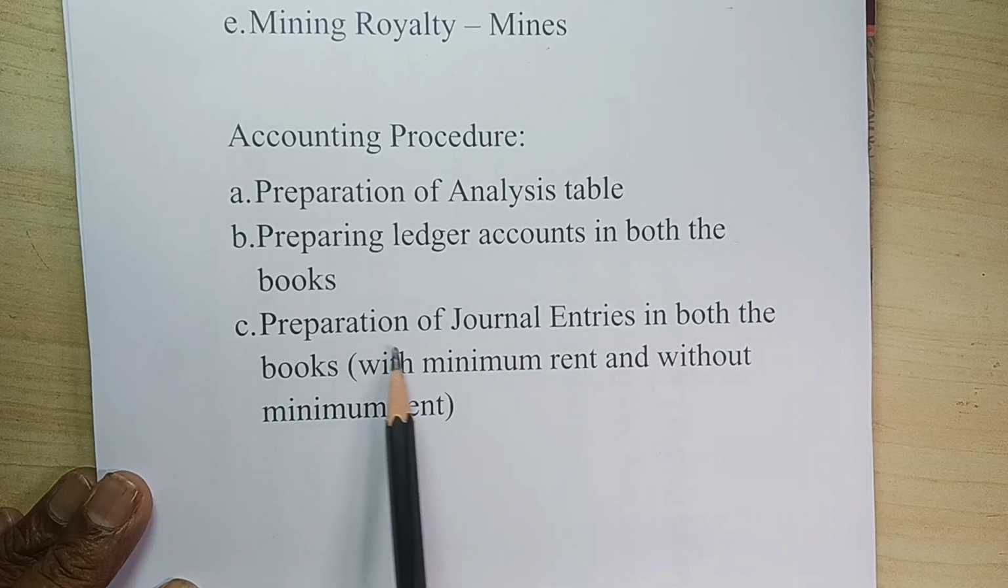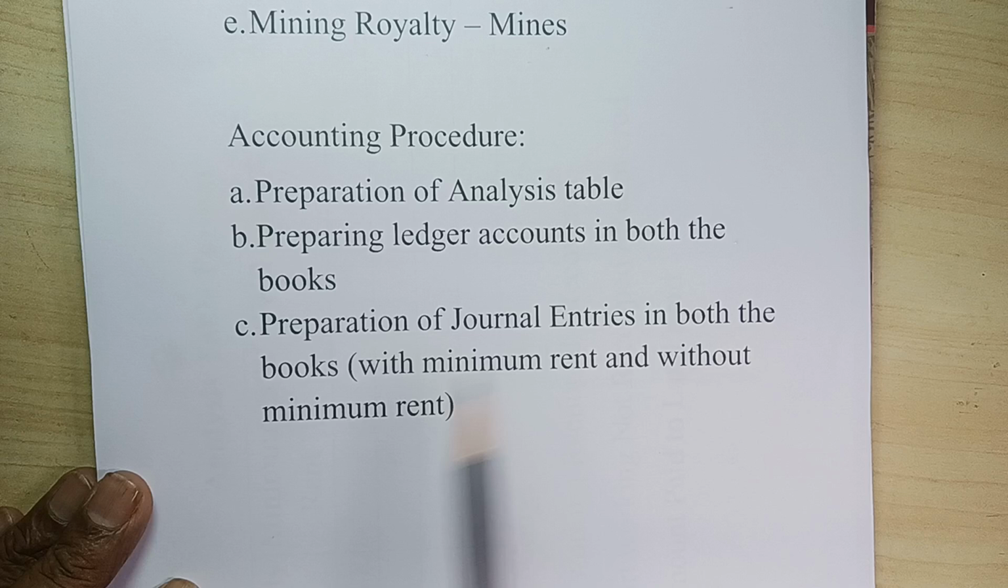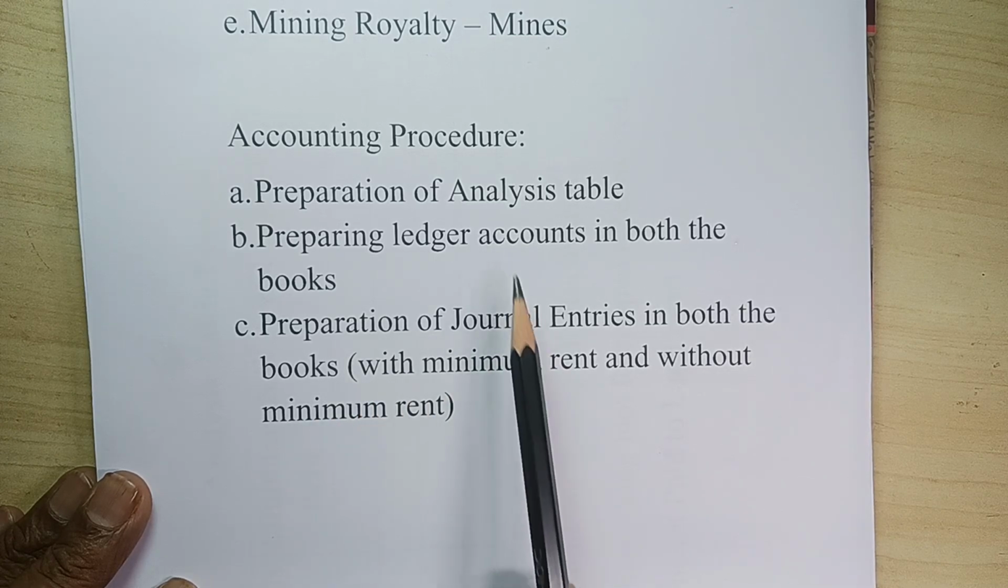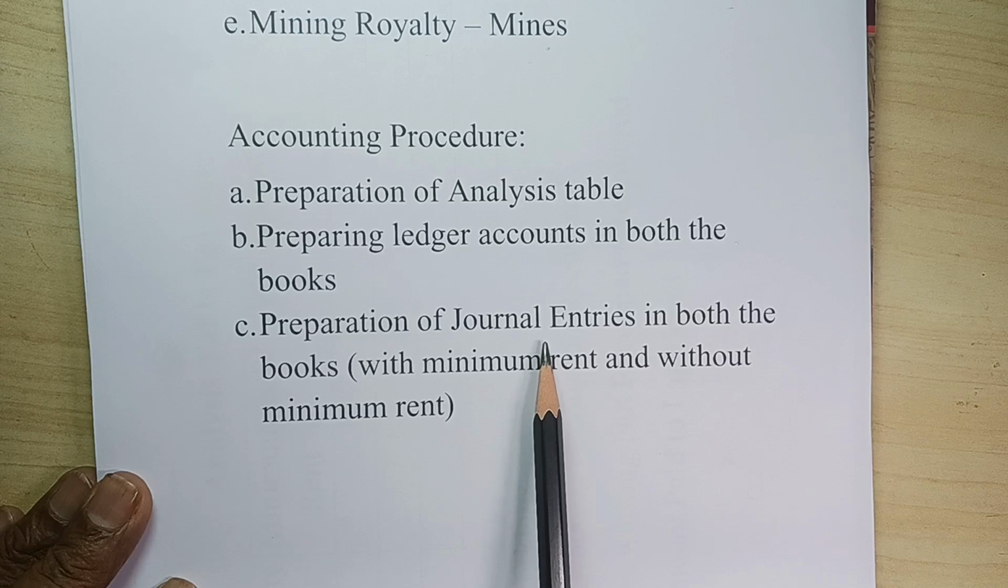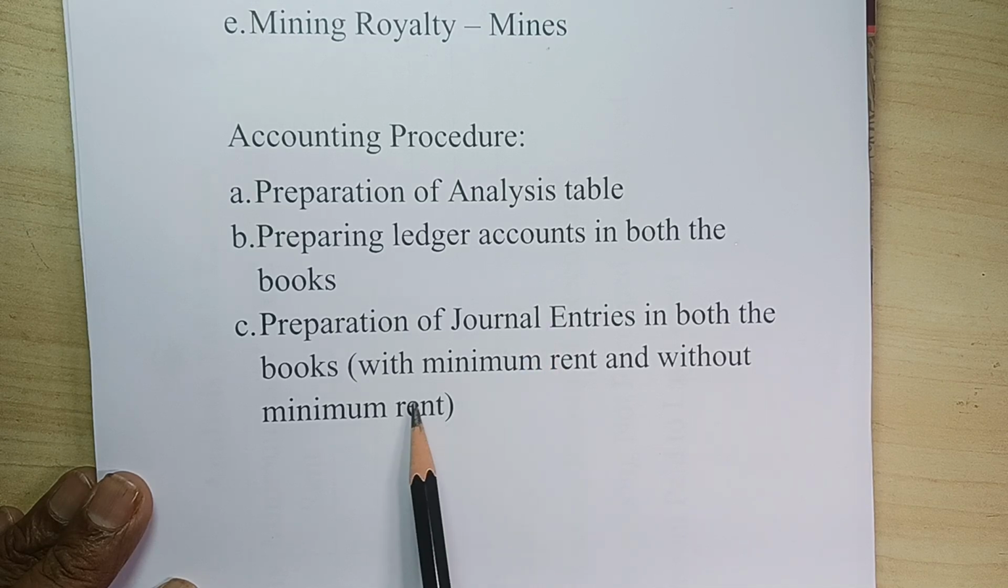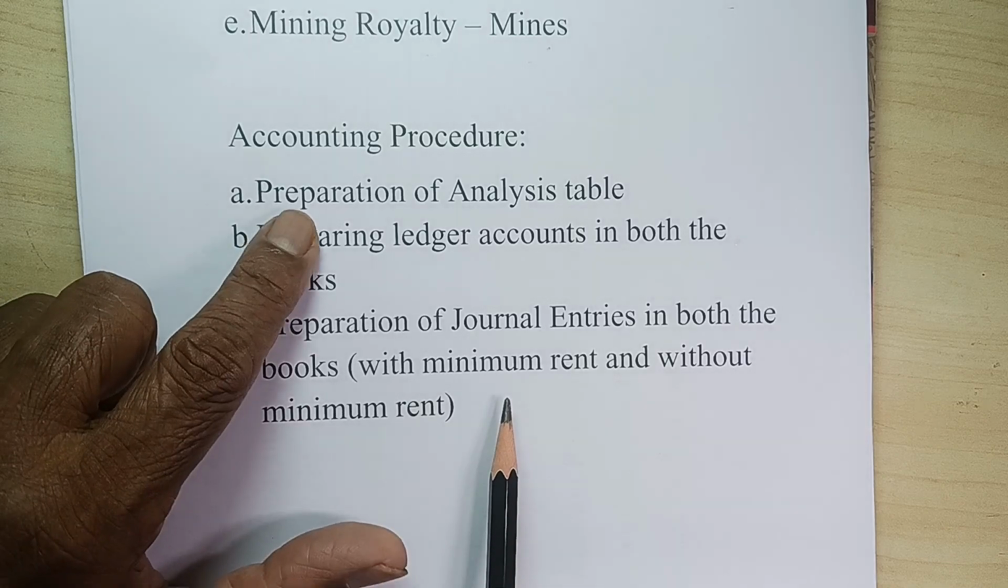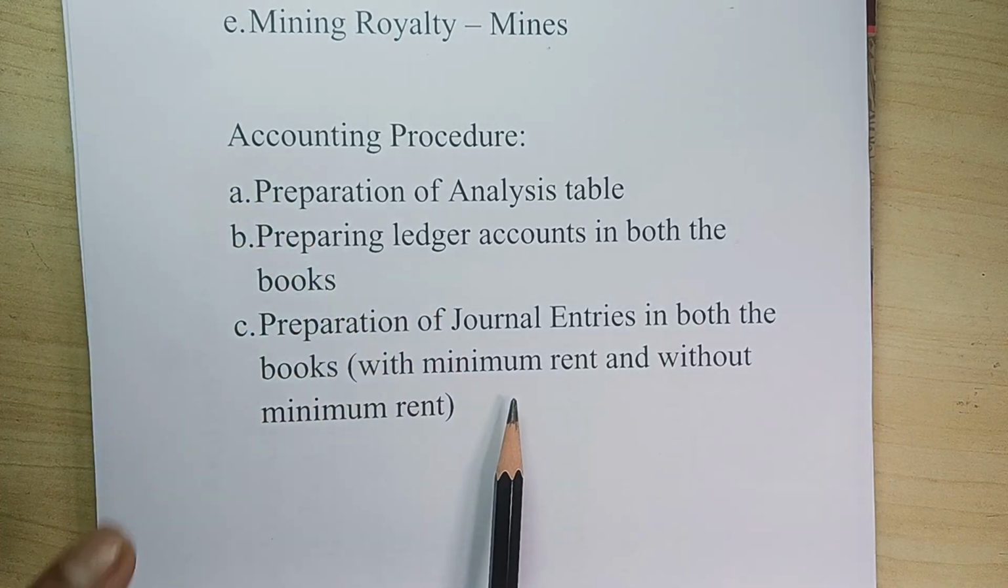Then C, preparation of journal entries in both the books. That means either they may ask ledger accounts or they may ask journal entries, right? In that we have given with minimum rent or without minimum rent, where we can do both the ways. So I will show you how to prepare a format of analysis table.